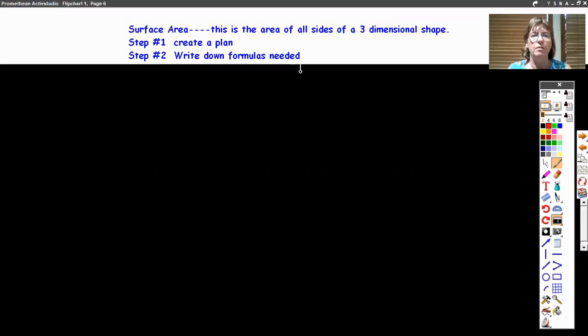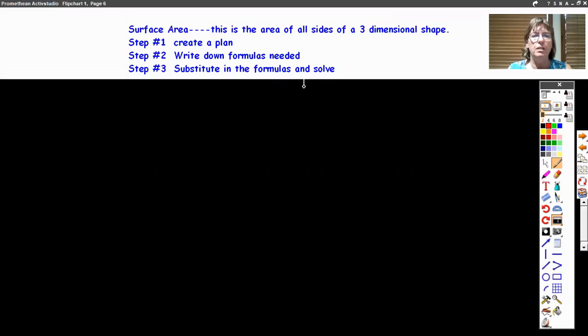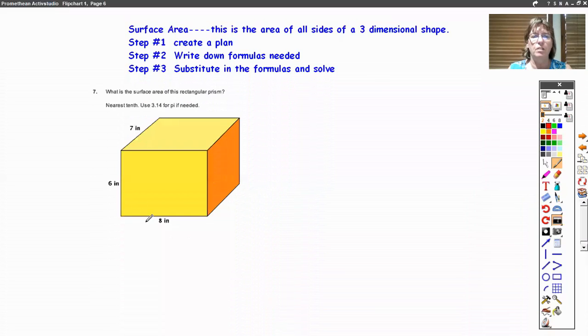First one, create a plan. Second, step number 2, write down the formulas needed. Number 3, substitute in the formulas and solve. So there's 3 steps, pretty easy, and we're going to go through each one of them, okay? So step number 1, we're going to create the plan. So here is my plan. All right, so I always usually do this exact same way, so that I never mess up. So I always do it the same way.